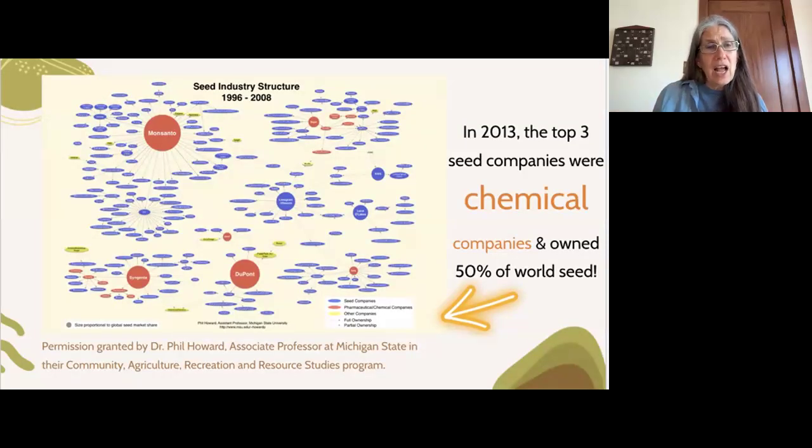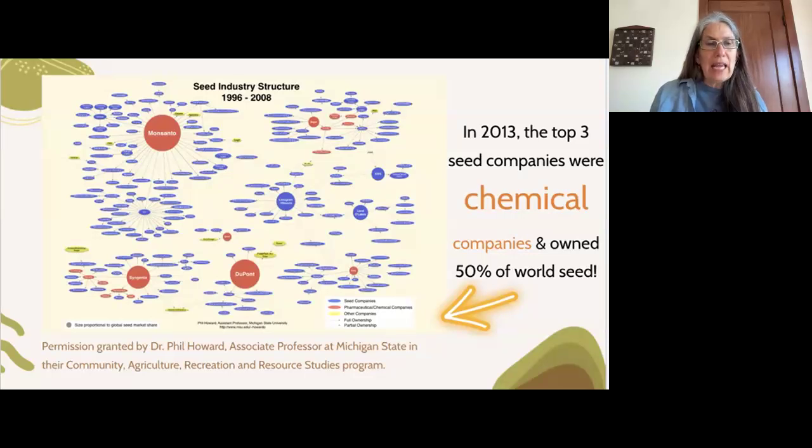And when you look at the key, those red dots where a lot of the smaller seed companies are aggregating around are actually pharmaceutical chemical companies. And companies are beholden to create profits for their shareholders, which increases the likelihood of those. So basically, there's an increased interest in those companies to sell seed that work with their other products, which are fertilizers and pesticides. So just be aware that in 2013, the top three seed companies were actual chemical companies, and they owned 50% of the world's seed.